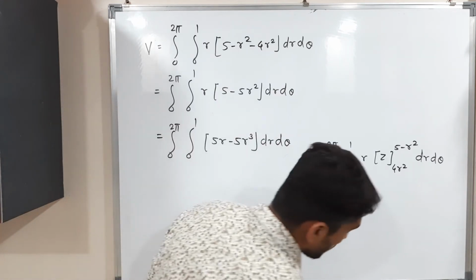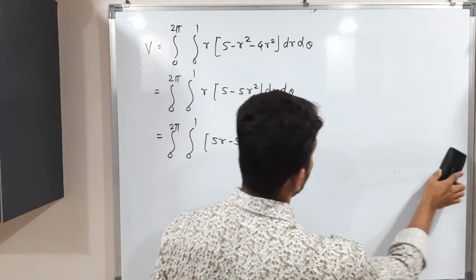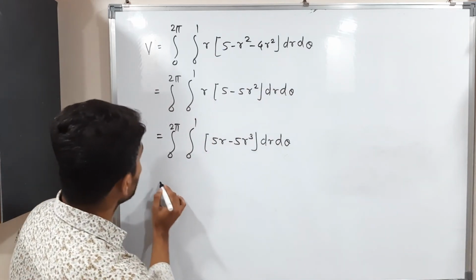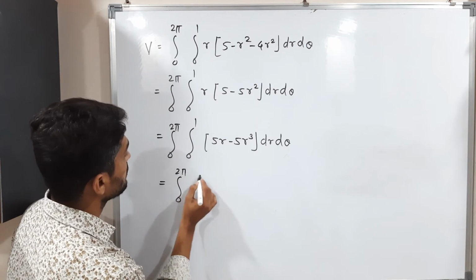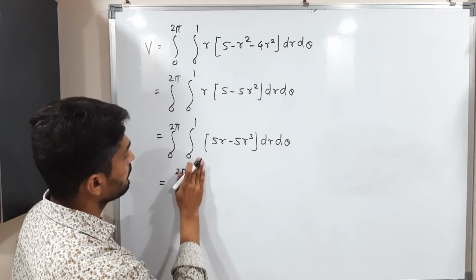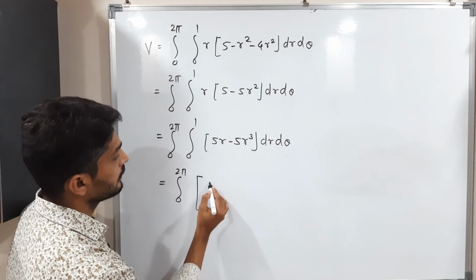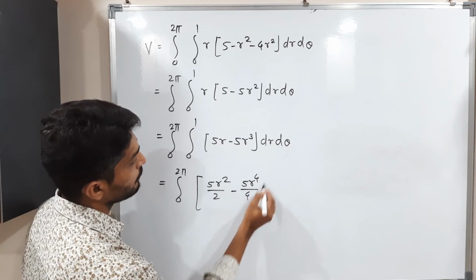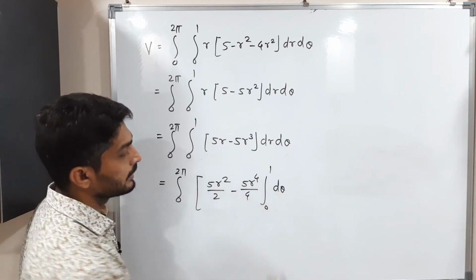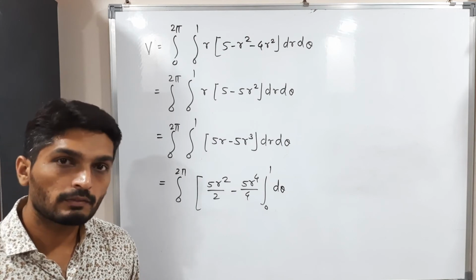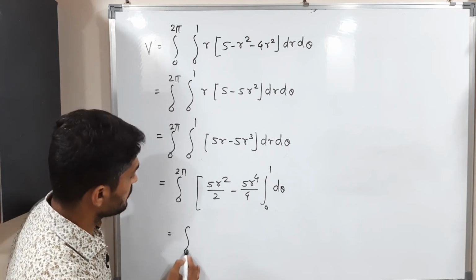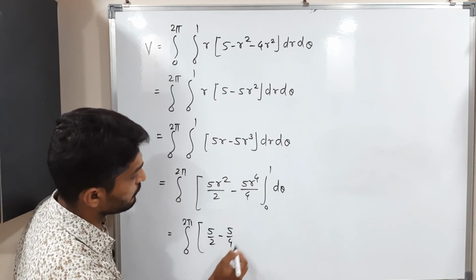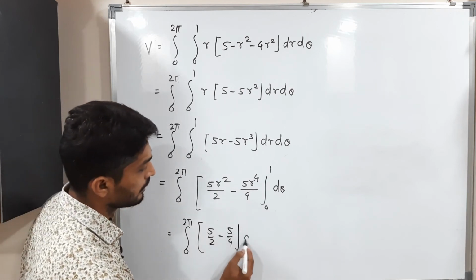It is not required. Let me remove it now. So this is equal to integration 0 to 2 pi, 0 to 1. We will integrate now. What will be its integration? 5r square by 2, and the integration of 5r cube is 5r raised to 4 by 4, with limits 0 to 1, d theta. Let us put the upper limit, then we will put the lower limit. So this is 0 to 2 pi. If you put upper limit 1, 5 by 2 minus 5 by 4. If you put 0, we will have 0, d theta.